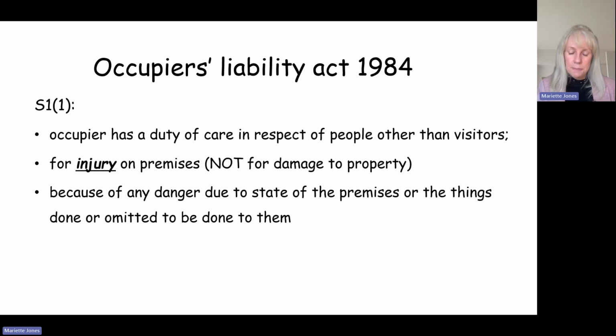Moving on to the Occupiers Liability Act 1984, there are a variety of reasons why this was enacted, but it boils down to clarifying the kind of liability that could be faced by occupiers towards people that come onto their land without being lawful visitors, such as, for example, trespassers. It differs from the 1957 Act in that it only covers personal injury sustained on the premises and not damage to property.